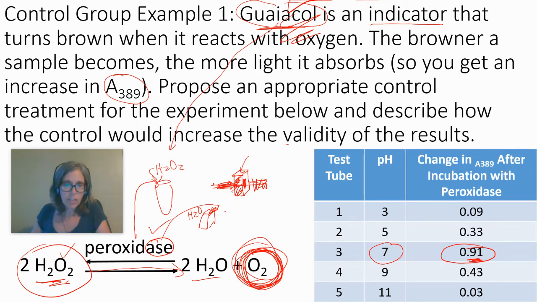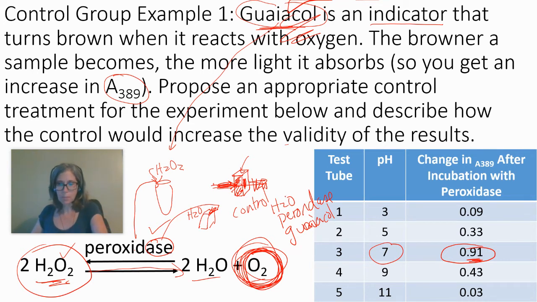So I don't know if I listed everything, but for the control, maybe you would put in water and peroxidase, and you would have to put in that indicator. I can't spell it. Guaiacol. Yay. Or instead of putting in the peroxidase, you could put hydrogen peroxide in instead.